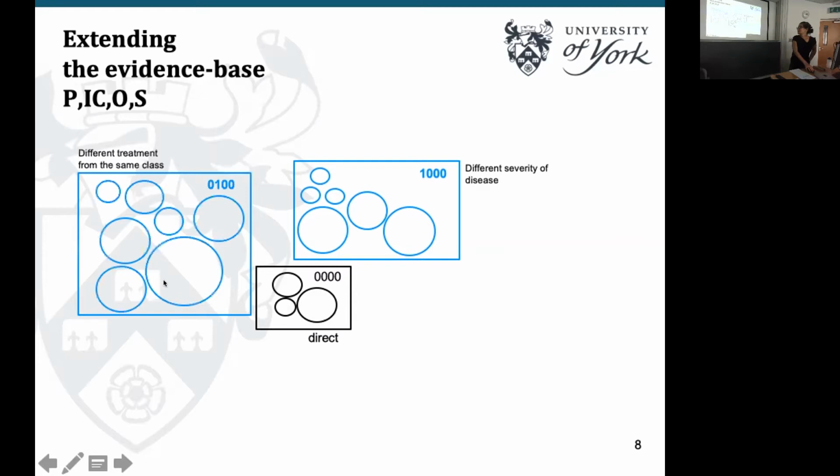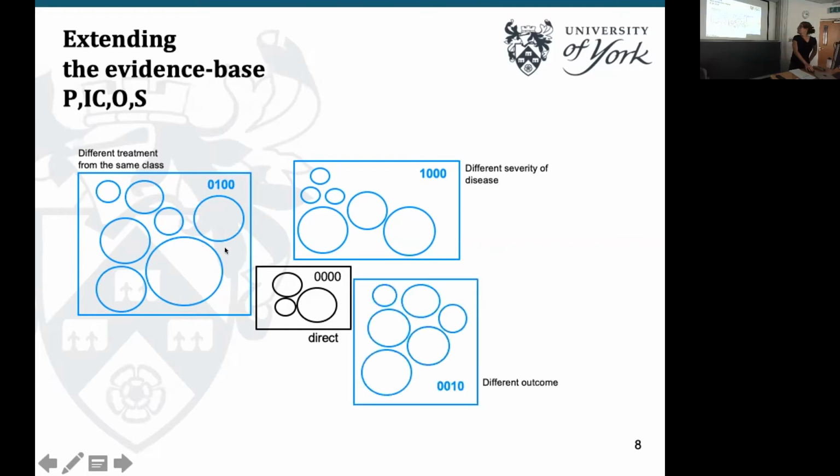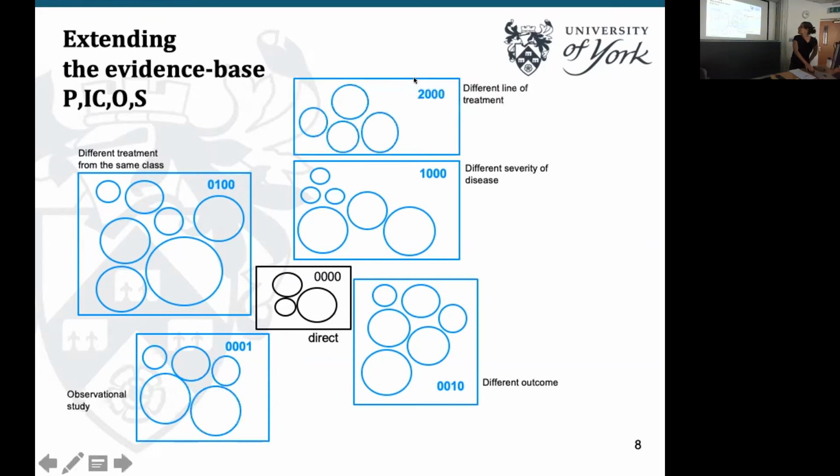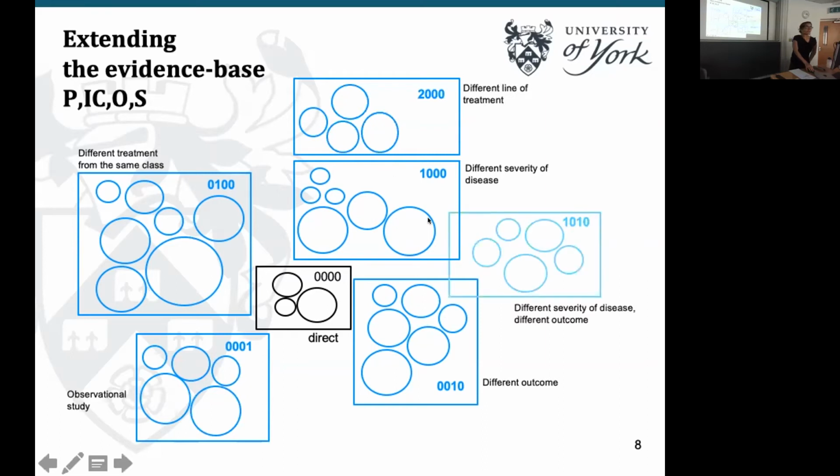You might have another set of studies for the same population, but on a different treatment of the same class. So you might think this evidence is relevant. Or a different outcome: same population, same treatment, same study design, but on a different outcome that's not been considered here. Or you might have a different study design, like observational studies. This obviously gets more complex, as you might have more than one alternative population, or evidence sets that consider combinations of these. For this example here, you have a study that looks at a different severity of disease and a different outcome.